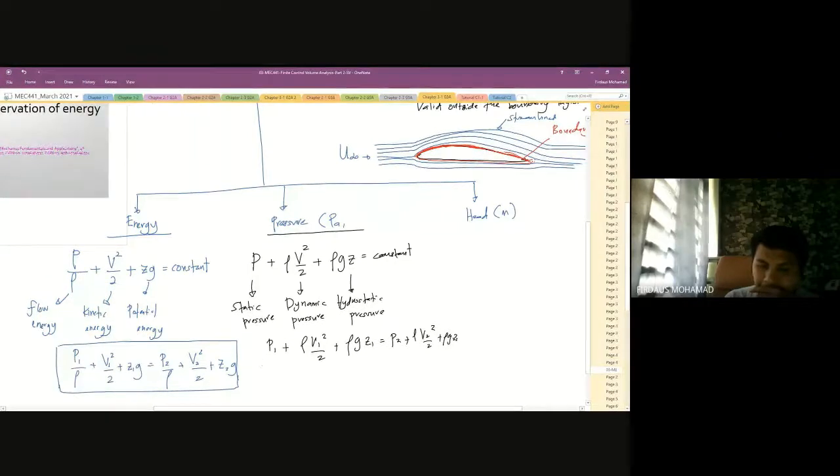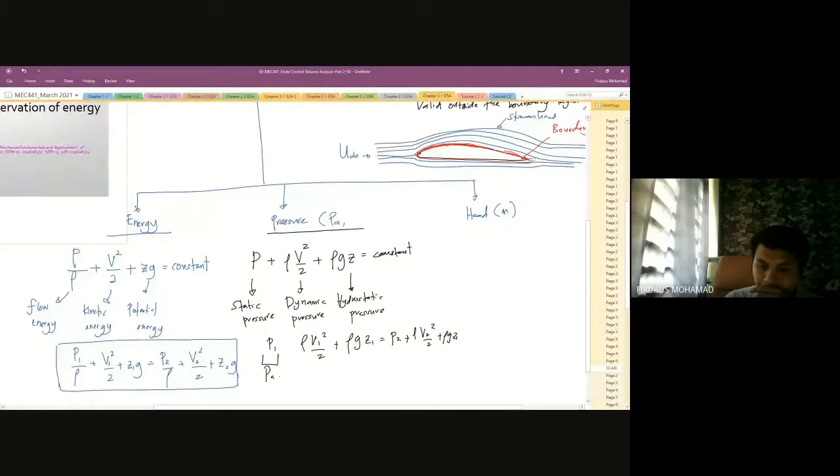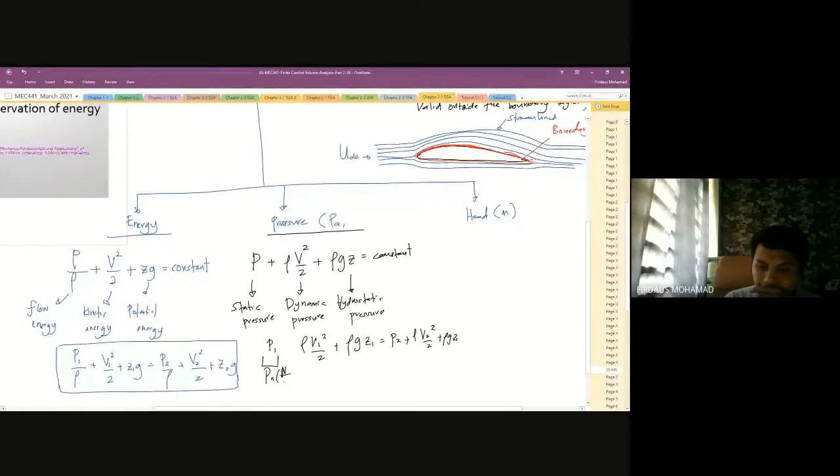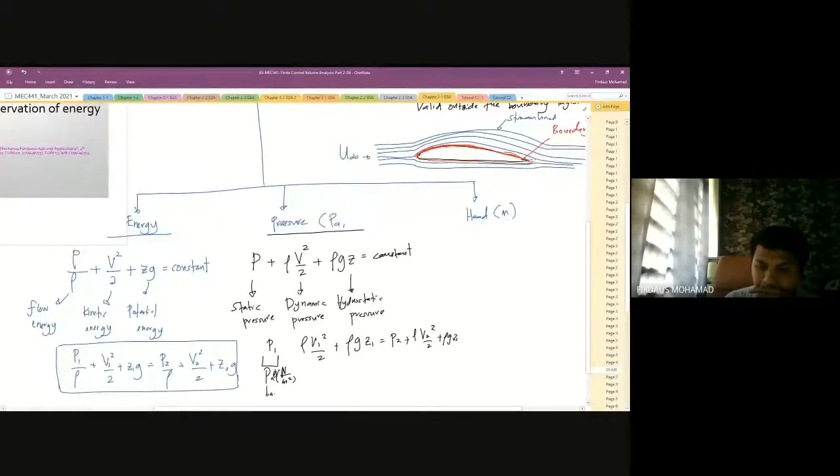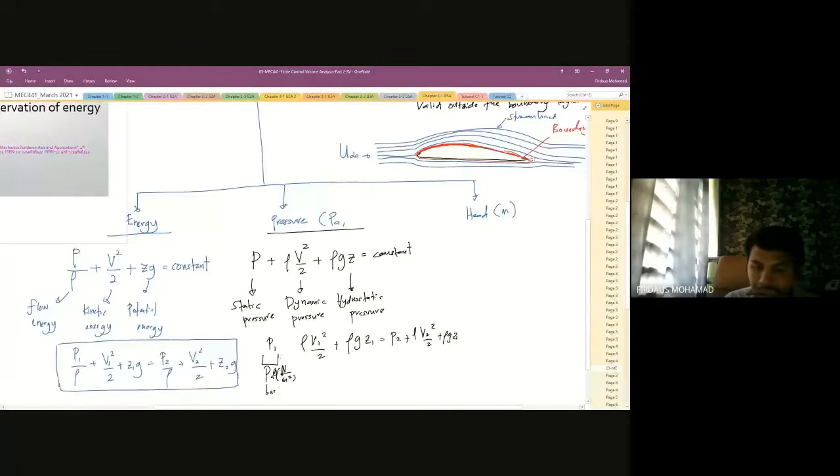Ni pressure, unit Pascal contoh, Newton per meter square ataupun bar, apa-apalah as long as it is unit pressure. So yang ni pun akan unit pressure. This definitely unit pressure. Rho GZ adalah hydrostatic pressure.